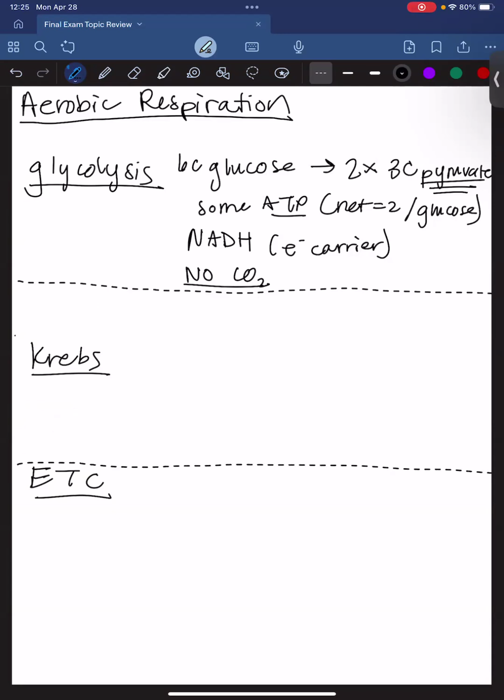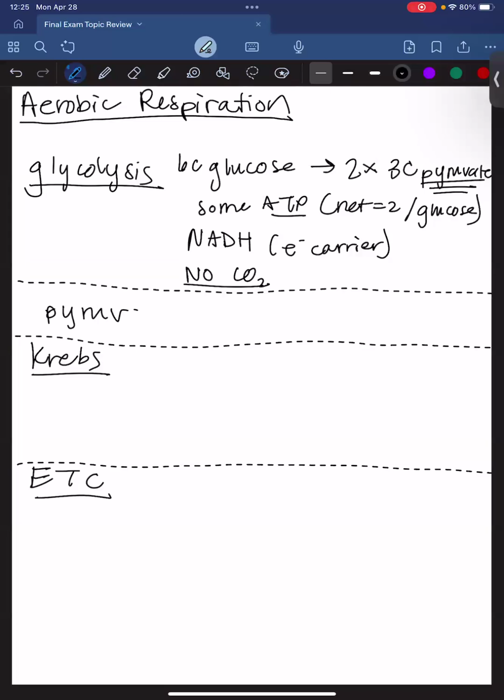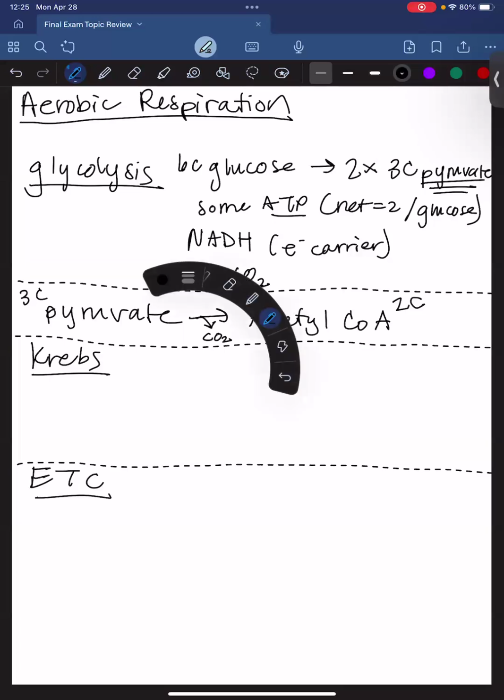There's kind of an intermediate step that we have to go through before we go through Krebs. And that is taking pyruvate and turning it into acetyl-CoA, coenzyme A. When we do this, because pyruvate's a 3-carbon compound, how many carbons are in acetyl-CoA? 2. So what happens? What do we give off? If you're losing a carbon, you got to give off CO2. Okay, so that's where our first carbon dioxide comes from.